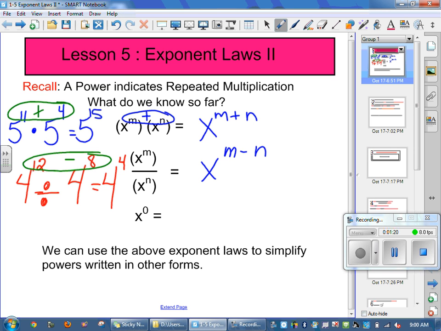Now, if they say simplify completely, on my calculator, I would go 4 times 4 times 4 times 4, or 4 exponent 4 to get your answer for that. Okay? Let's take a look at the next one.